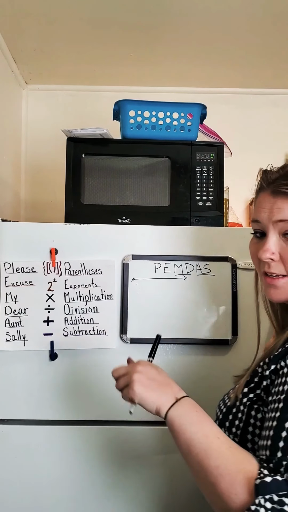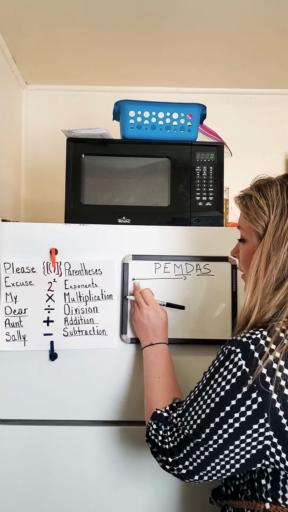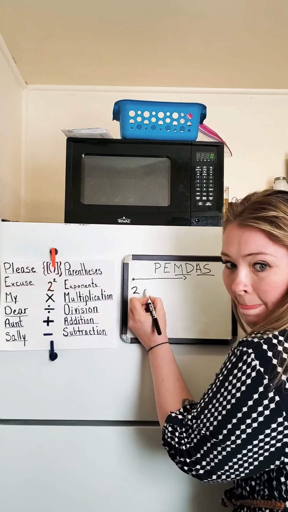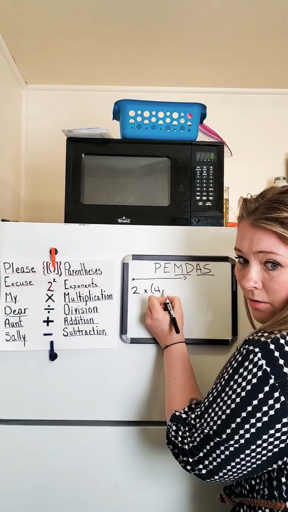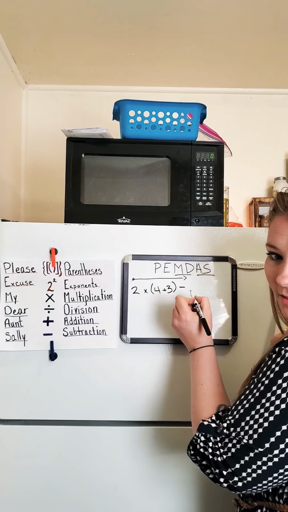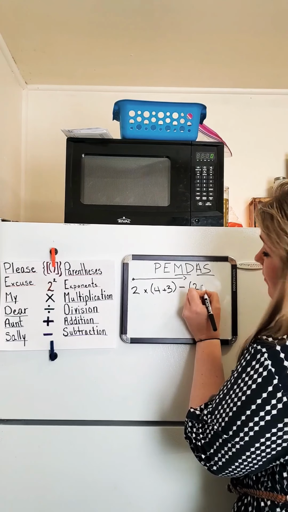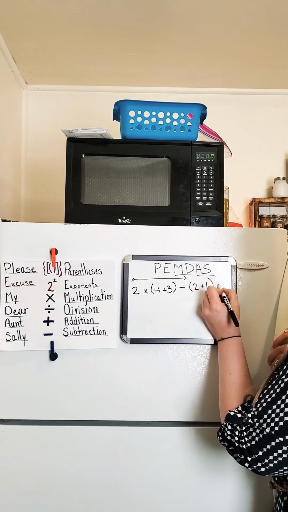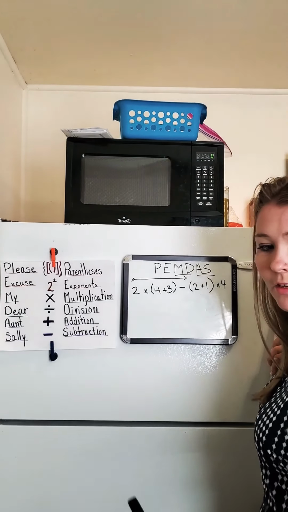Okay, so this next one has 2 sets of parentheses. So we'll see what we're going to do with that one. The next one is 2 times (4 plus 3) minus (2 plus 1) times 4. Whew. That's a lot of numbers.